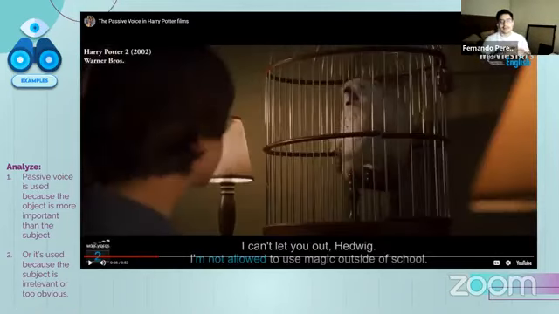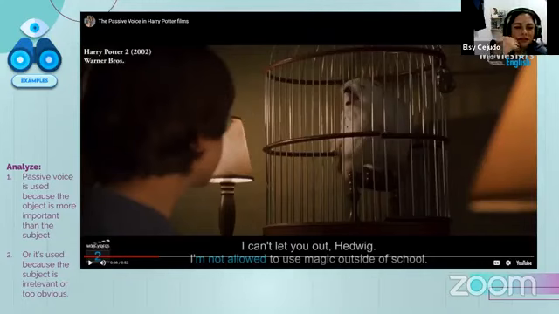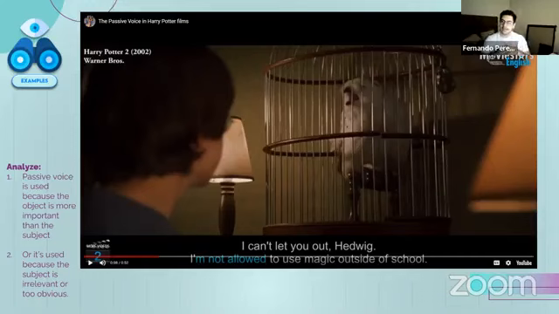The second example, we have Harry saying, I'm not allowed to use magic outside of school. This means that he's underage, so he cannot. It's similar to saying cannot. In this example, it's difficult for me to identify this as passive voice. Interesting. Okay, why?